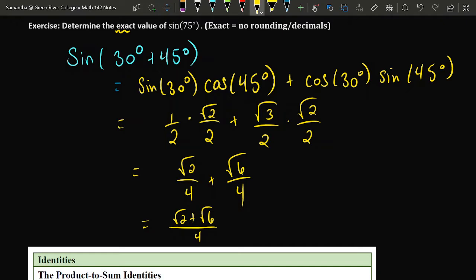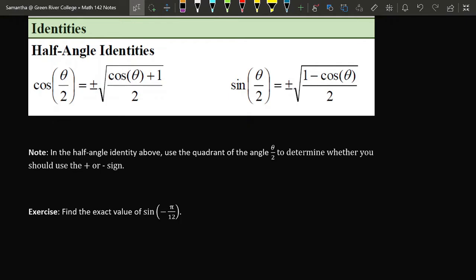Alright, the half-angle identities. So the half-angle identities are telling you what you can do if you have cosine of half of an angle.